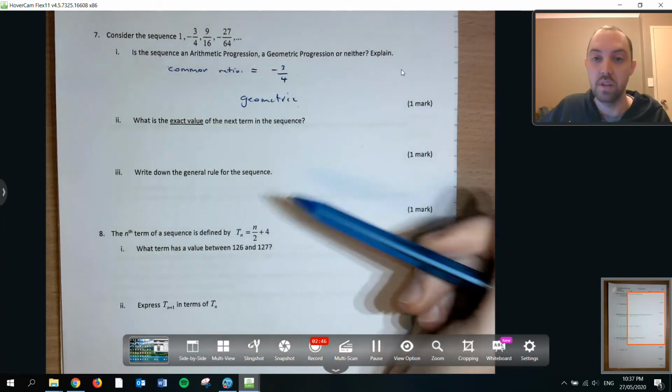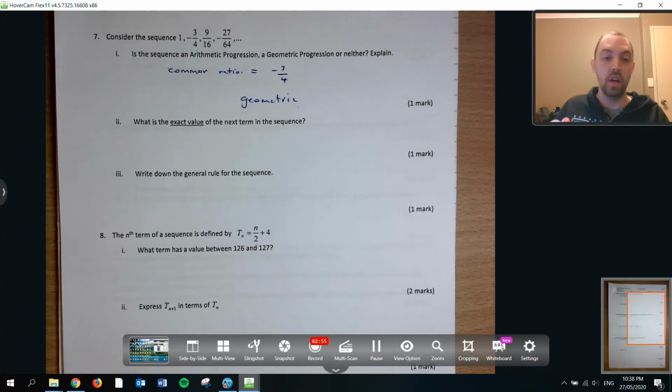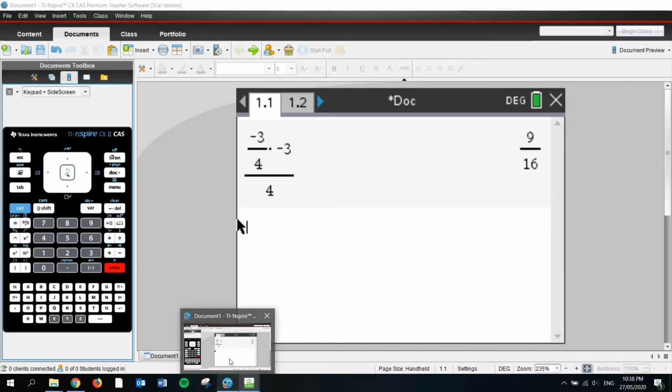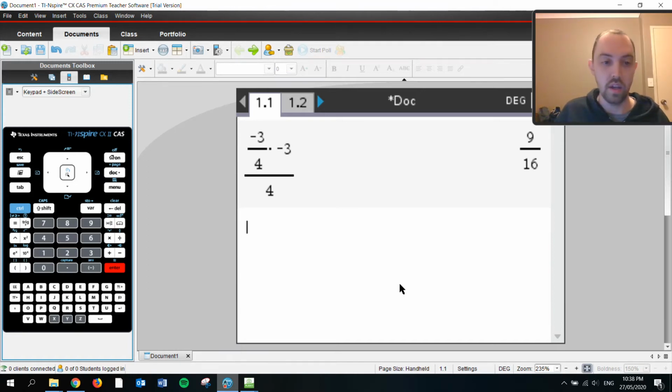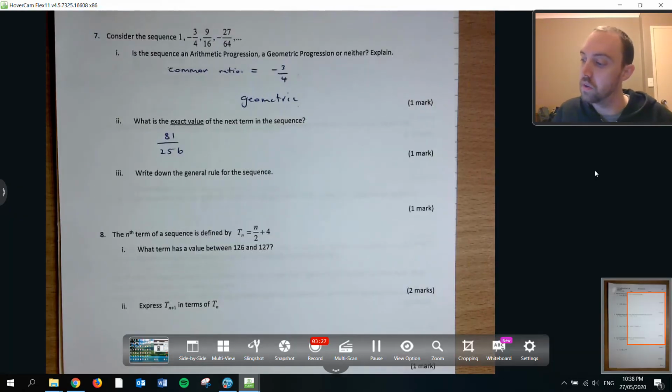Geometric, there's my explanation. What is the exact value for the next term of the sequence? So exact value, I need to make sure that I have an actual fraction of some sort. I don't want to get the decimal, so I'm going to take negative 27 on 64. I'm going to multiply by negative 3 on 4. 81 on 256. Cool. Write down the general rule for the sequence.